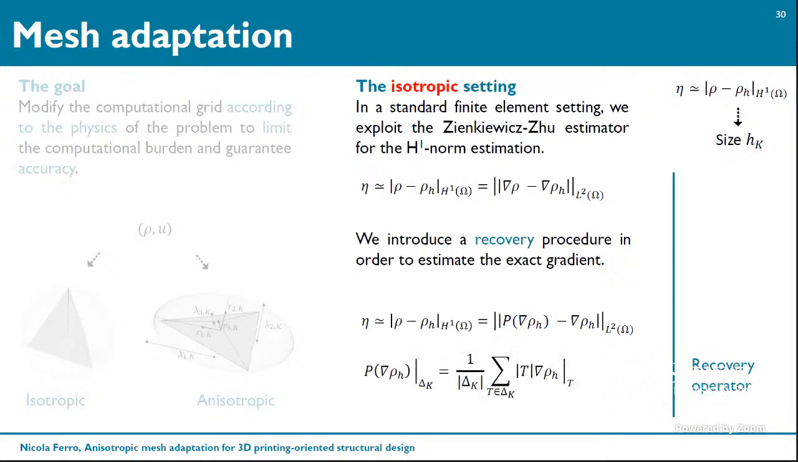In particular, the operator P responsible for the recovery operation can be chosen in different ways, and in this particular case it is an area-weighted average of the discrete gradient that can be easily computed and turns out to be efficient. But this procedure works in the isotropic setting, and what we want to do is to move this machinery as it is to the anisotropic setting.